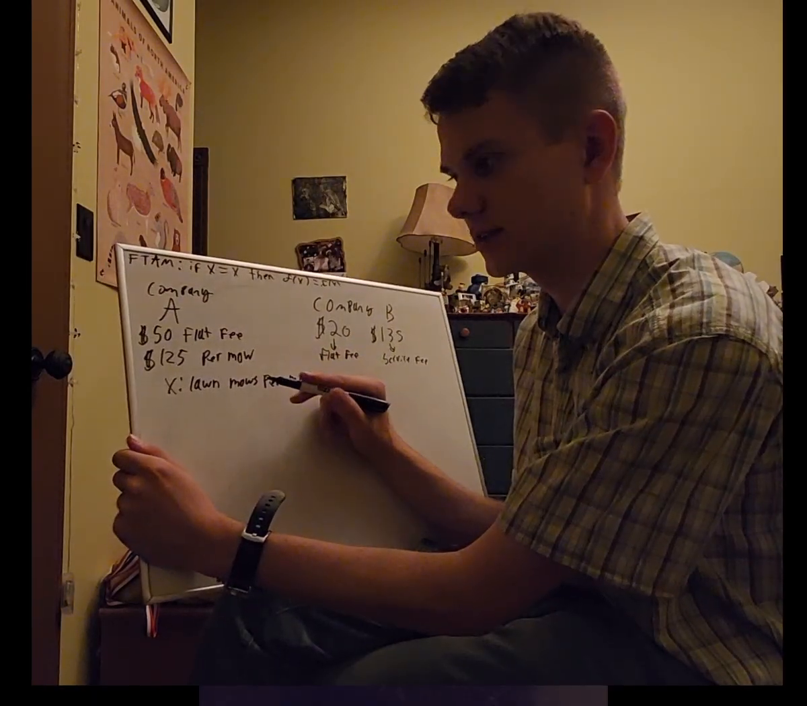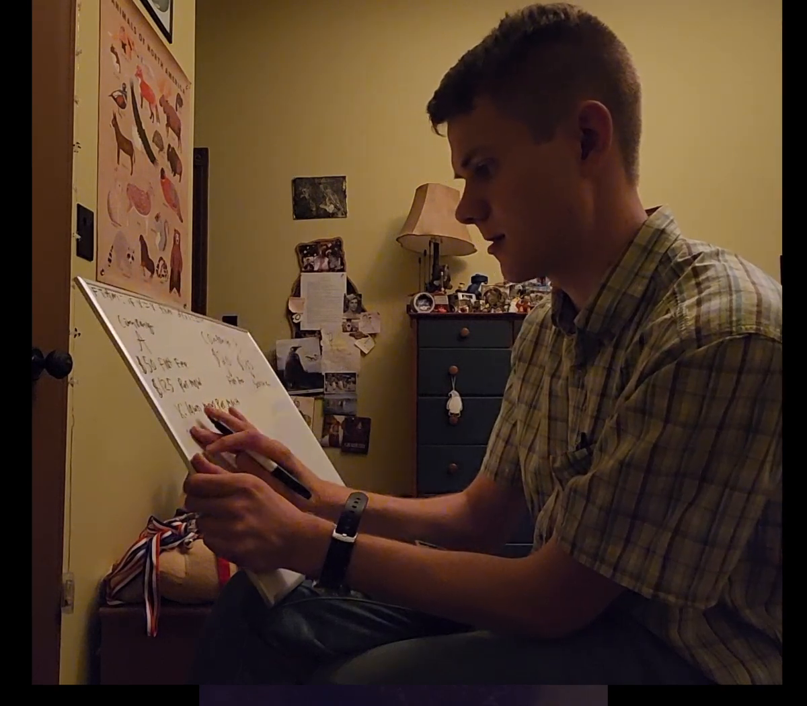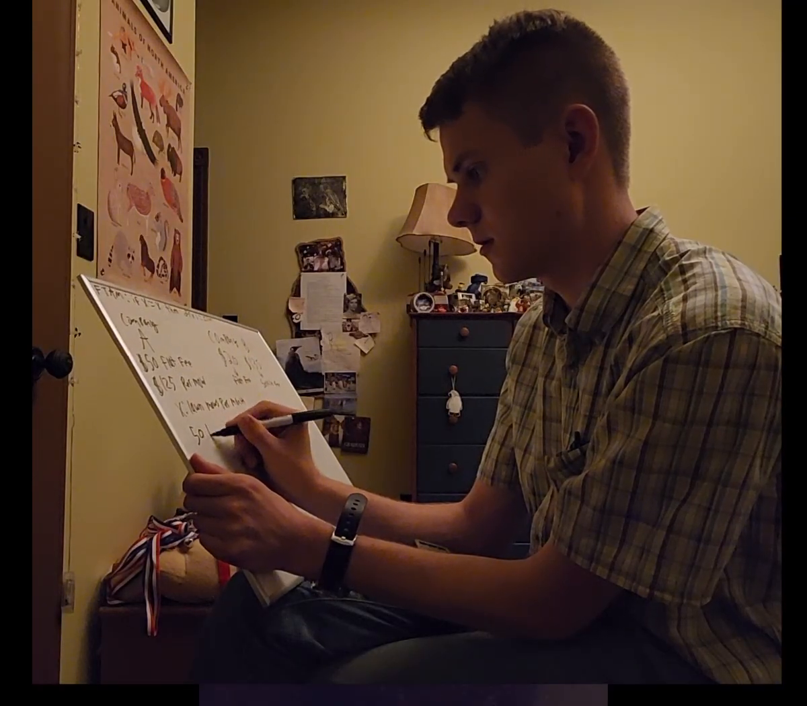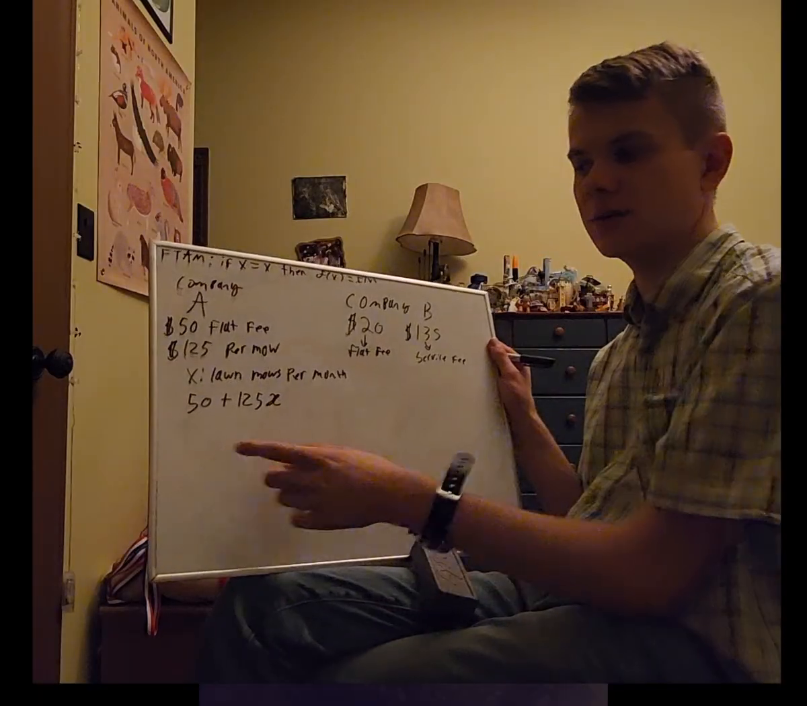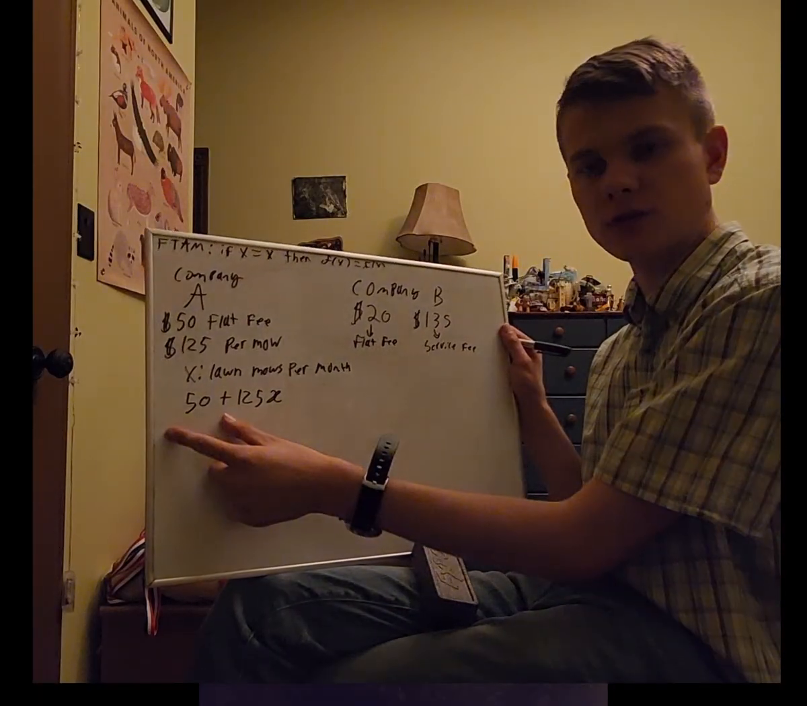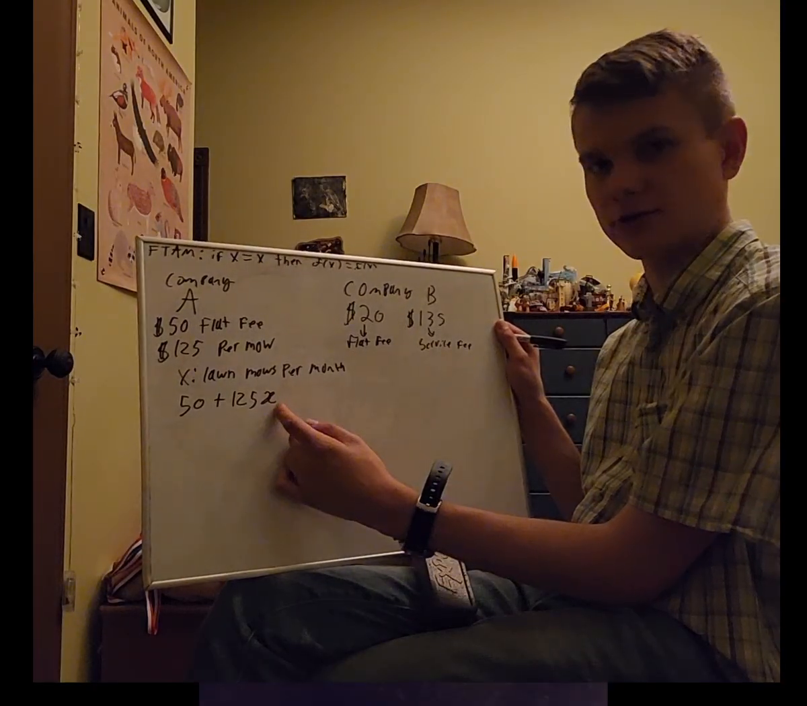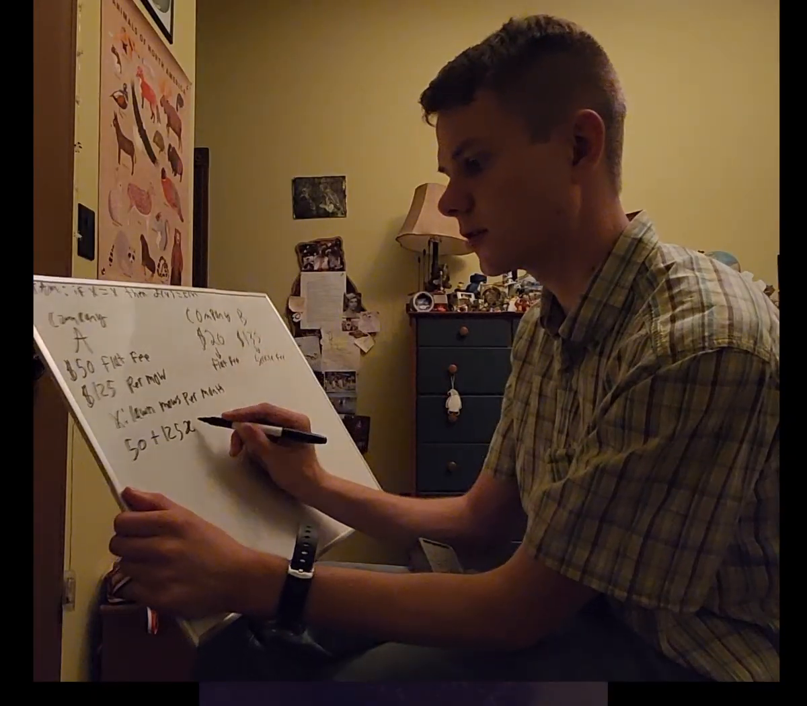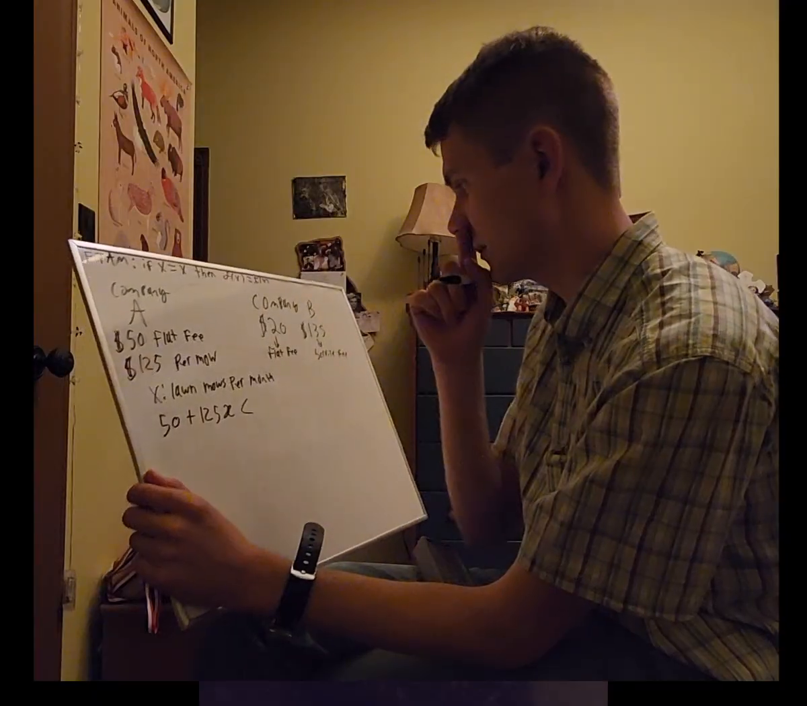Well, the policy of A is going to be 50 plus 125x. So 50 is our flat fee, and this is our service fee, times how many times we have their service, how many times we get our lawn mowed. Okay, now we want to figure out when company A is better, so it's cheaper, so it's less than company B's prices.